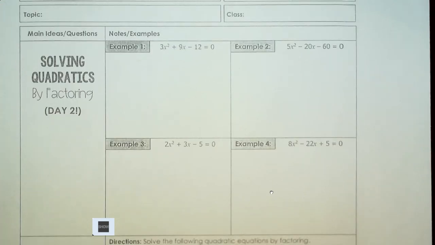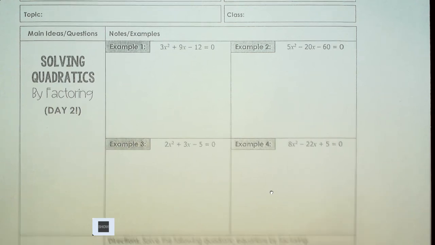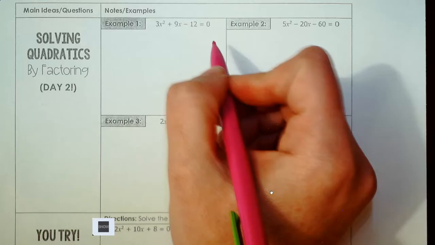This is a continuation of solving by factoring. These problems get a little bit harder, so make sure you've done the other page first. Let's do these 4 examples at the top, and then you should be ready to start working on these.